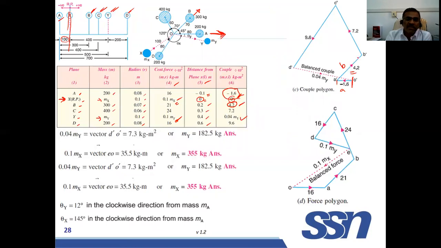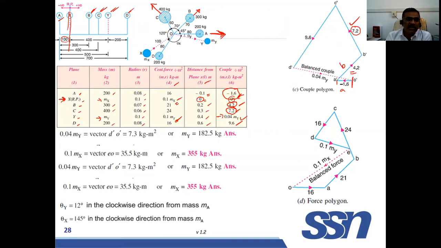Then from that point, you take the C. What is the direction of C? This is the direction of C. What is the magnitude? Magnitude is 7.2. You take this. Then you go to mass D. Because this is unknown, you keep it at the end, last, for closing the polygon.